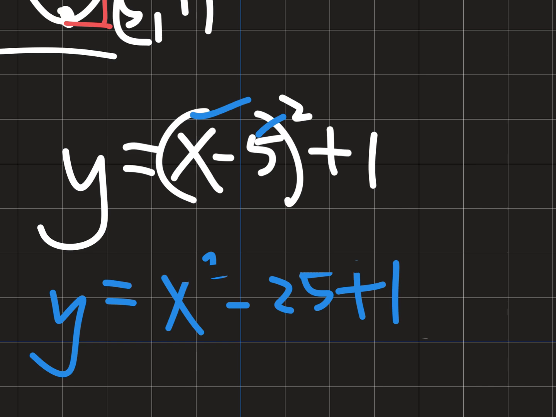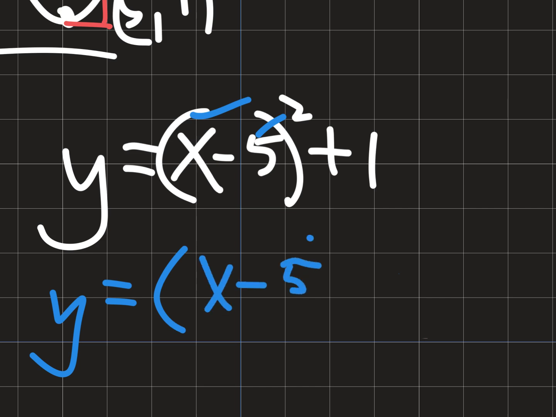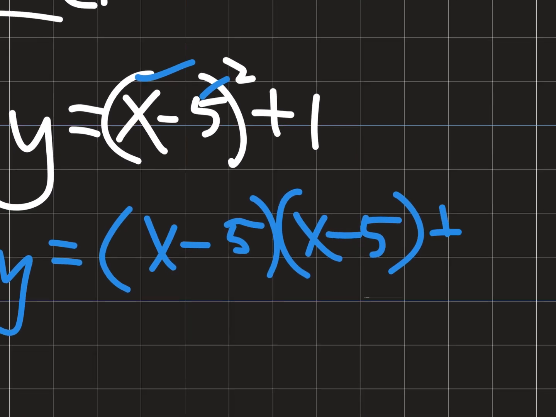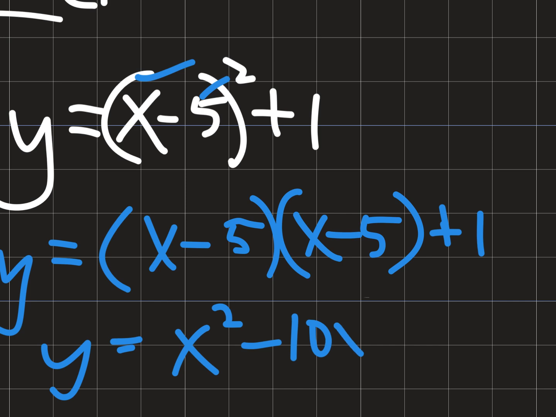Okay, talk to that kid next to you and see what you think that answer is. Okay, here's what you should have done. This is really (x minus 5), and another (x minus 5), and then a plus 1. And then if I'm going to speed it up and get right to the answer, x squared minus 10x, that's the two outside and inside together, plus 25 plus 1 more, 26. Raise your hand if you had that one right. Awesome.